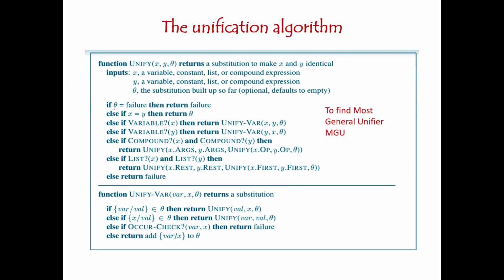Now if theta equals failure, then failure will be returned. When it is a failure, no substitution was found. Otherwise, if x is equal to y, so that both x and y look alike, in that case you should return theta. Otherwise, if x is a variable, then the algorithm returns unify var of x comma y comma theta. Here we have the algorithm for unify var. Let me show you the form of this with the help of the example.